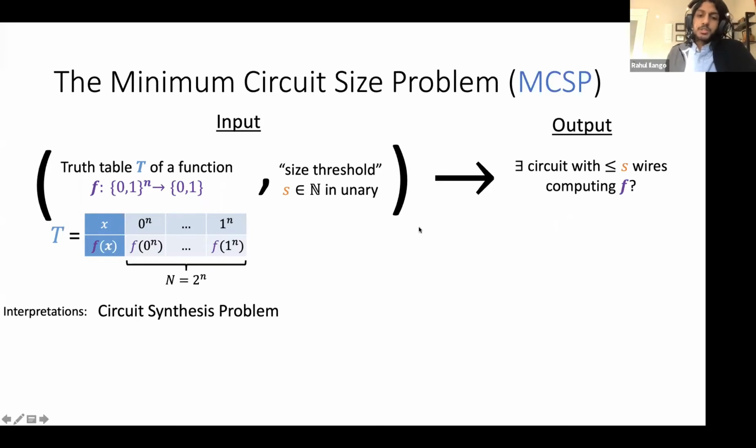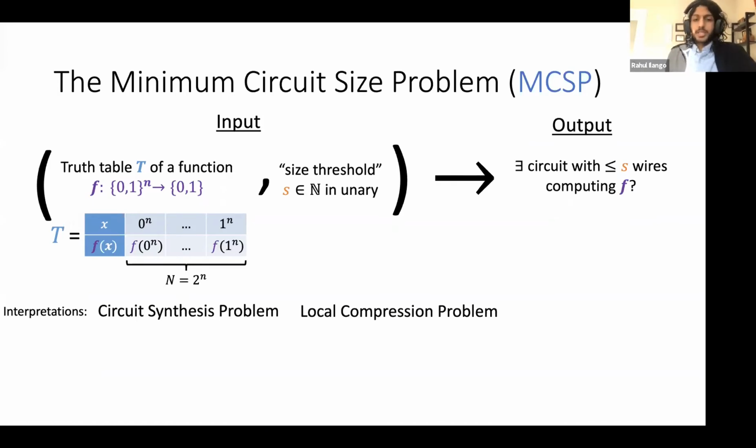But another interpretation that you could take for this problem is as a compression problem, where you're given some string, in this case of length 2 to the n, and you want to come up with some piece of hardware that represents a local compression of that string, in the sense that if you want to know the ith bit of that string, you have some small piece of hardware where you can plug in i and get the ith bit of the string. So you can think of this either as a circuit synthesis problem or some sort of compression problem.